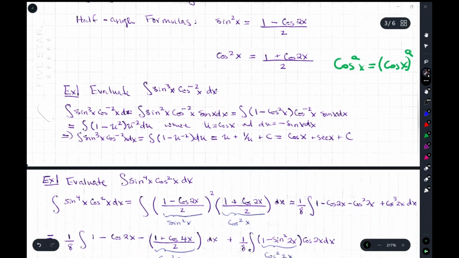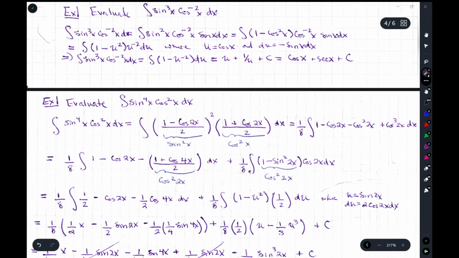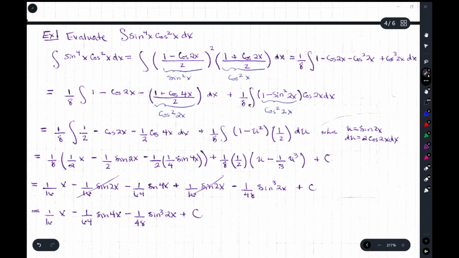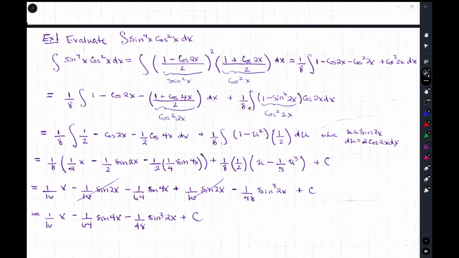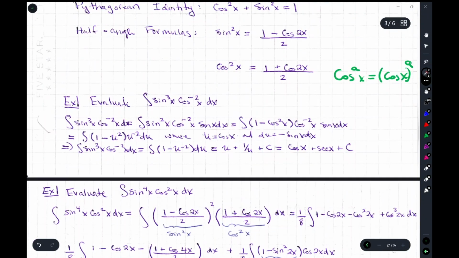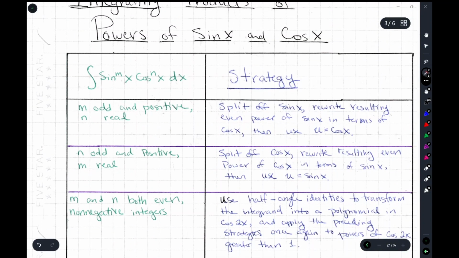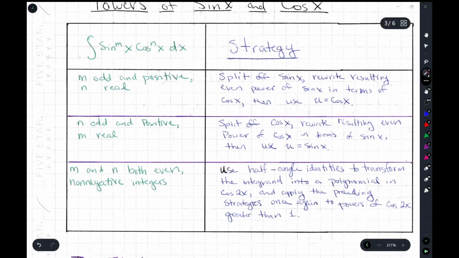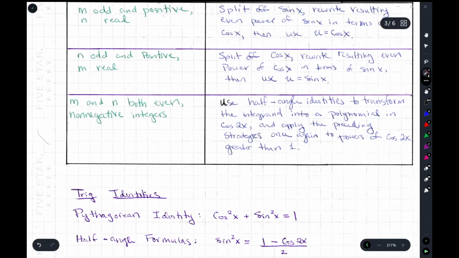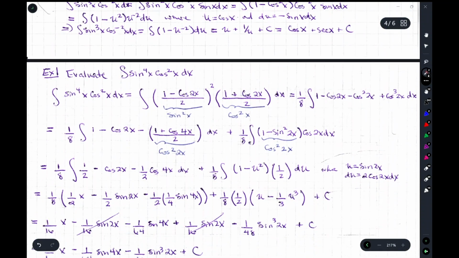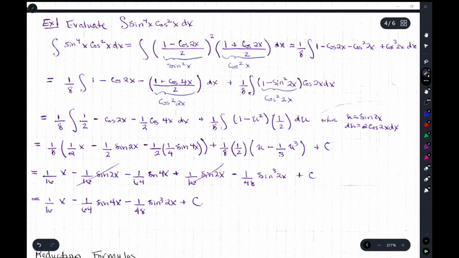So let's take a look at another example. And this time we have sine to the power fourth cosine squared x. And let's take a look at what domain we're in over here. Okay, this is the domain of both being even. So we're going to use a bunch of half angle identities to reduce the powers of sine and cosine. Let's do that.